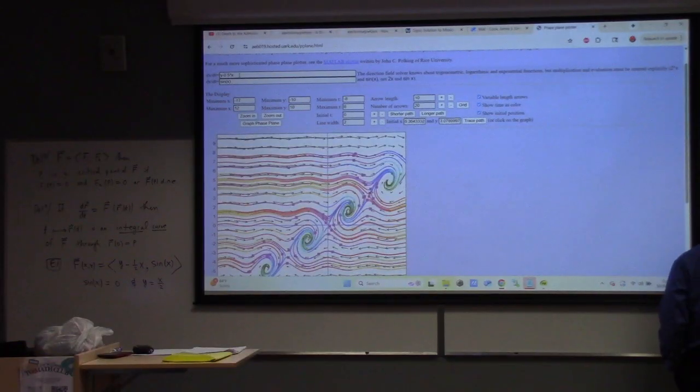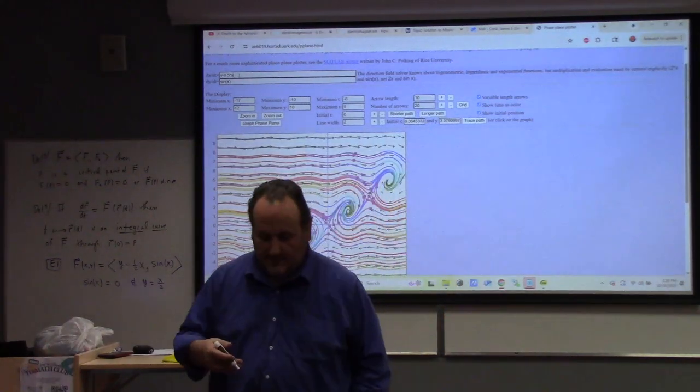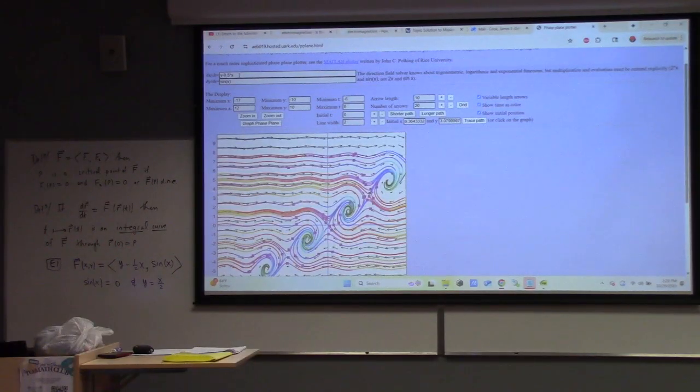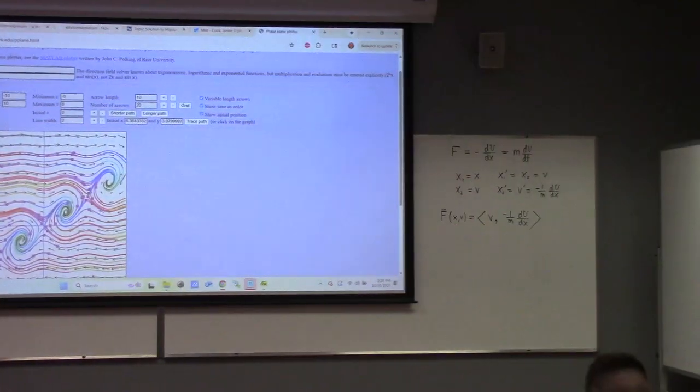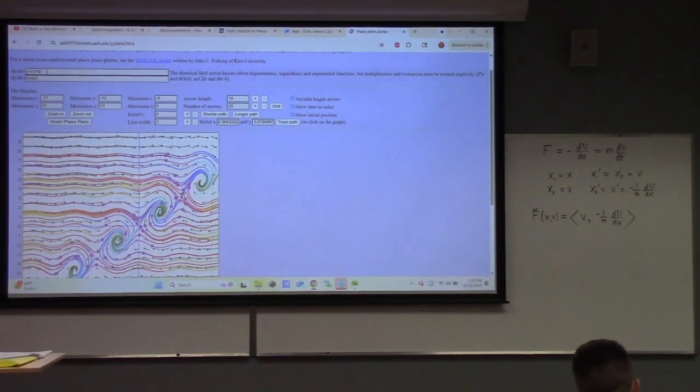So if we consider the vector field as a function of, let's say, x and v, and that vector field is given by v, comma, minus 1 over m du/dx, right? I can study integral curves of this vector field in the xv plane, and in so doing, I can analyze the solution to that equation of motion.